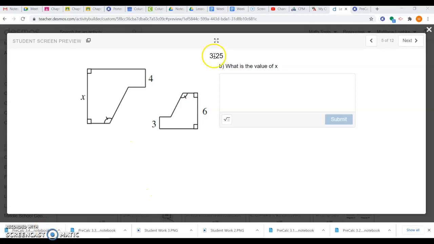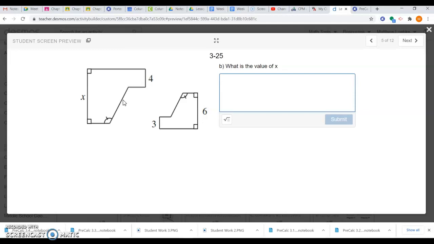Okay, here's a video explaining 3-25B and 3-25C in lesson 3.1.3. The thing with these problems here is we know that they're similar and that we're going to have to set up equivalent ratios to solve for x. There are a lot of different ways that you can set up those equivalent ratios.